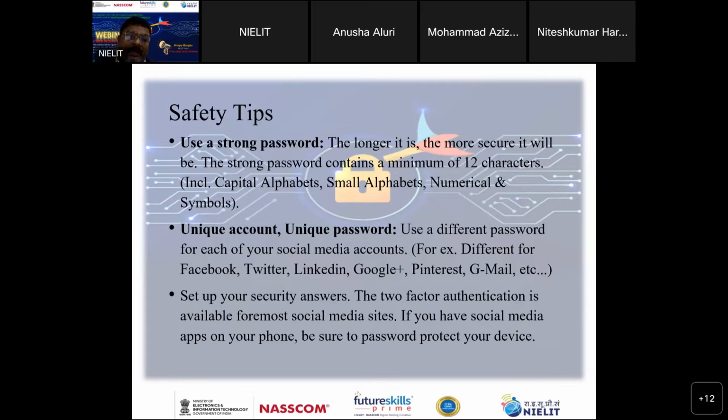Set up your security answers. Always try to set up your security answers so that in case you forget your password, you will be able to recover your password with the help of these security questions.